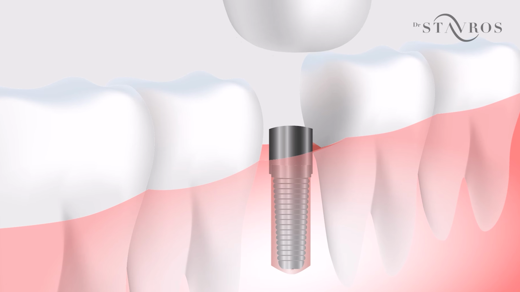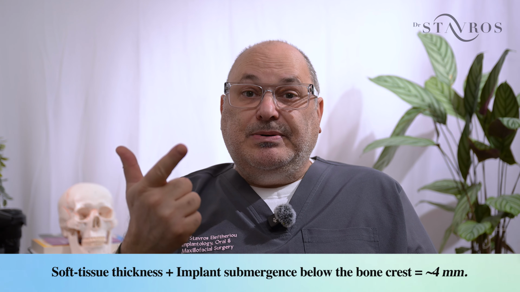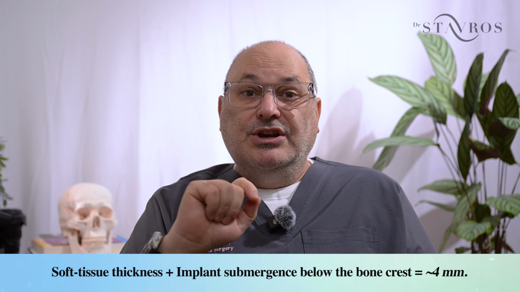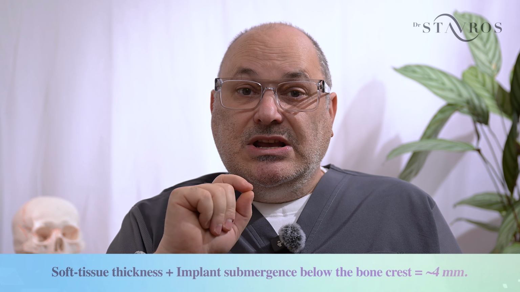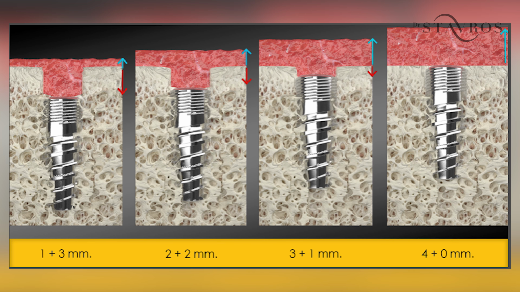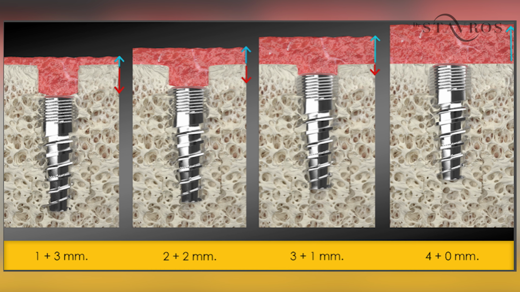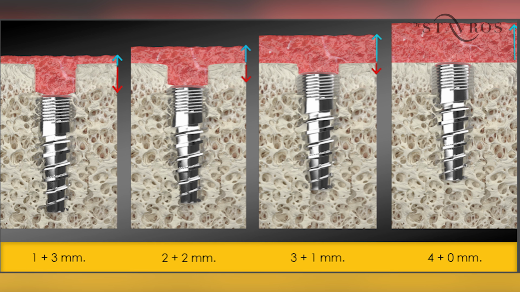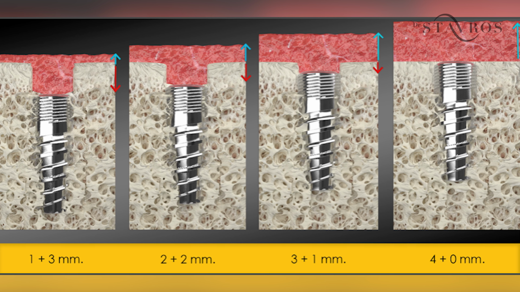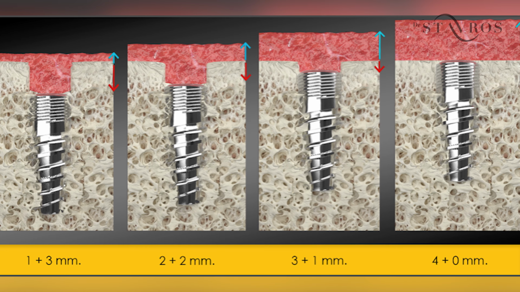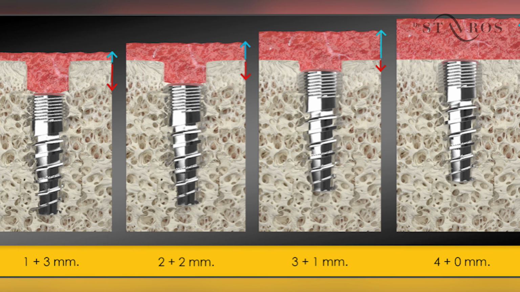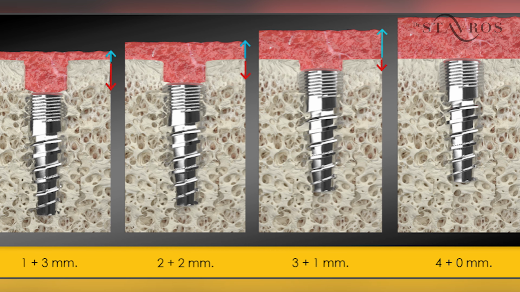The sum of soft tissue thickness plus implant submergence below the bone crest should equal 4 millimeters. If you have, for example, 2 millimeters of soft tissue, place the implant 2 millimeters subcrestally. If you have 3 millimeters of soft tissue, go 1 millimeter subcrestally. If you have 4 millimeters of soft tissue or more, place the implant crestally or slightly supracrestally if the implant design allows. This ensures that the biologic seal forms completely within soft tissue, not at the expense of the crestal bone.